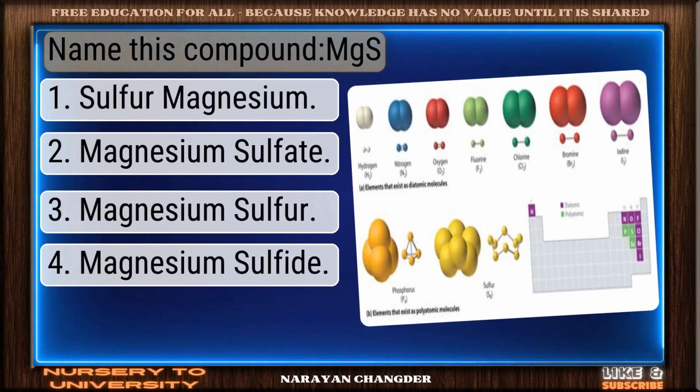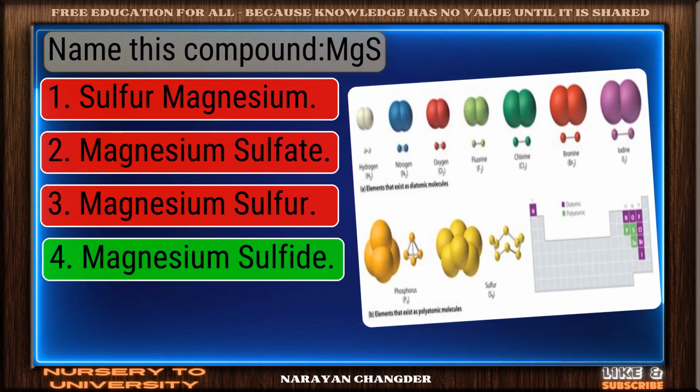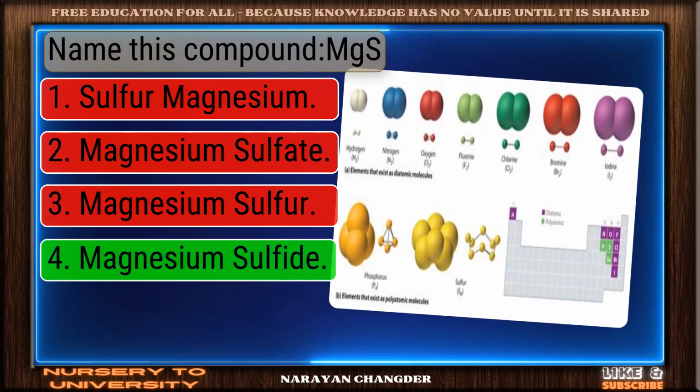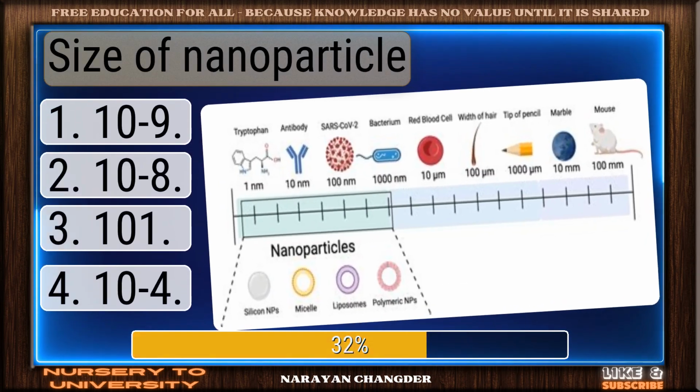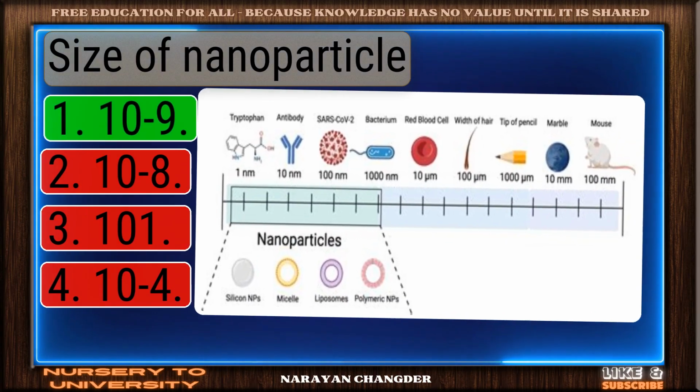Name this compound, MgS. Perfect. Magnesium sulfide is the correct choice. Size of nanoparticle. Valid point. 10^-9 is true.